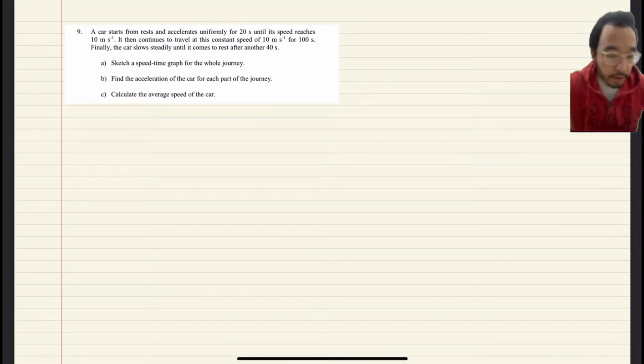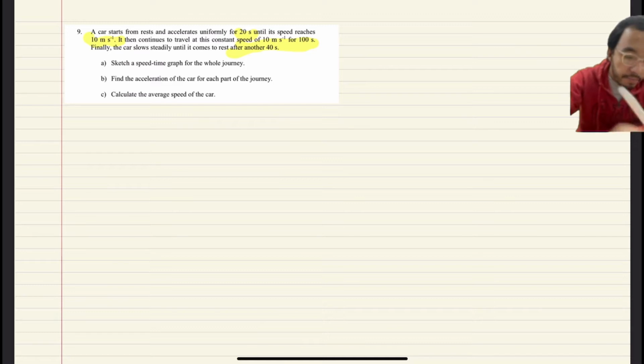A car starts from rest and accelerates uniformly for 20 seconds until its speed reaches 10 meters per second. So it starts from rest, accelerates uniformly for 20 seconds, and its speed reaches 10 meters per second. Then, maybe I can try to highlight it straight away. It continues to travel at this constant speed of 10 meters per second for 100 seconds. And then finally the car slows steadily until it comes to rest after another 40 seconds. Sketch a speed versus time graph.